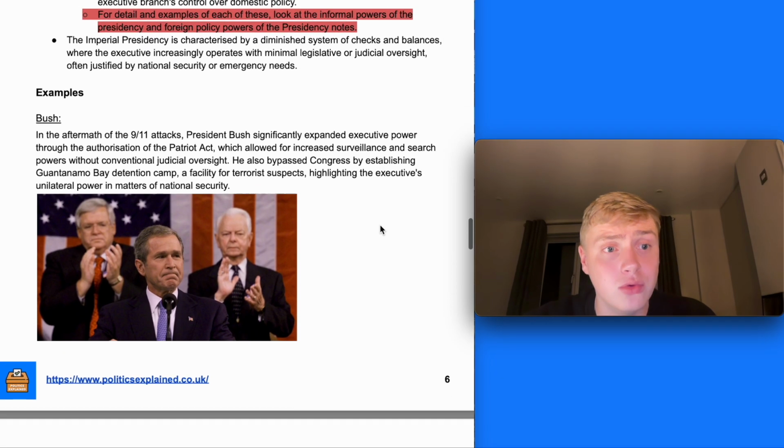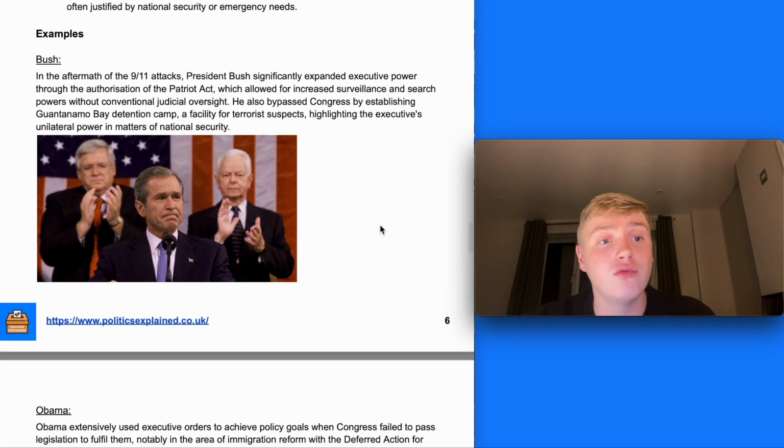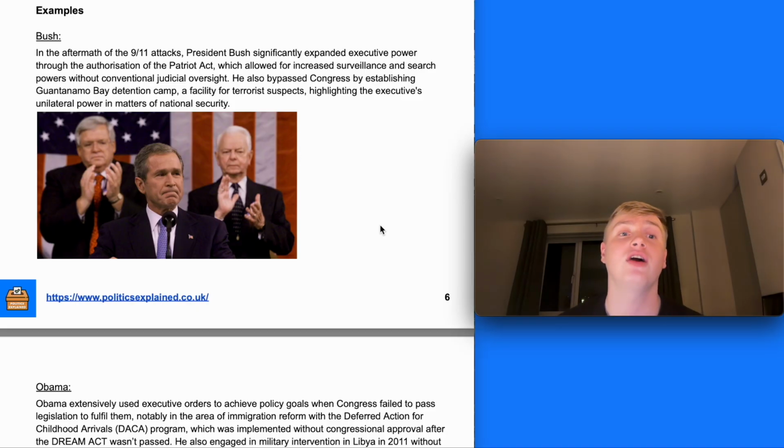In terms of examples, starting off with Bush, in the aftermath of the 9/11 attacks, President Bush significantly expanded executive power through the authorization of the Patriot Act, which allowed for increased surveillance and search powers without conventional judicial oversight. He also bypassed Congress by establishing Guantanamo Bay, a facility for terrorist suspects, highlighting the executive's unilateral power in matters of national security.